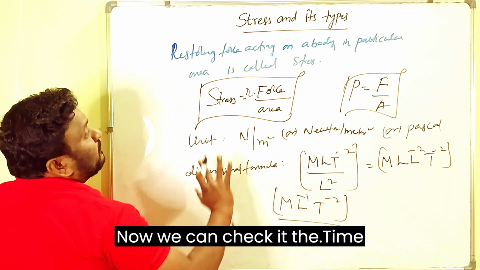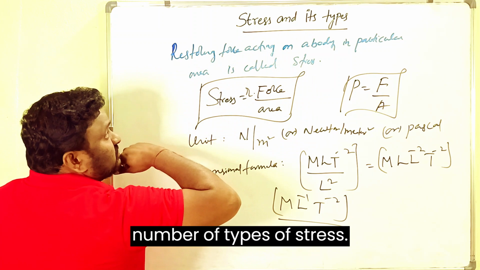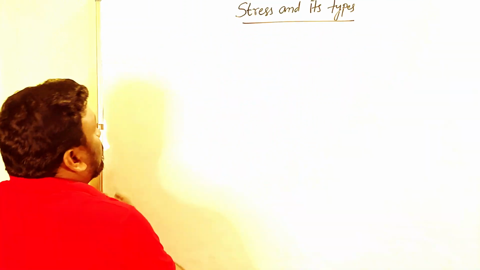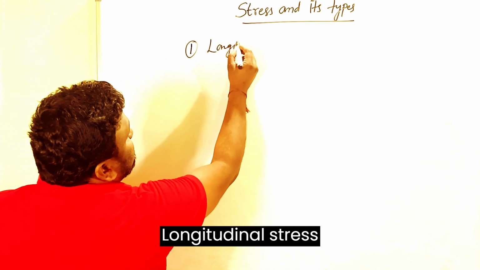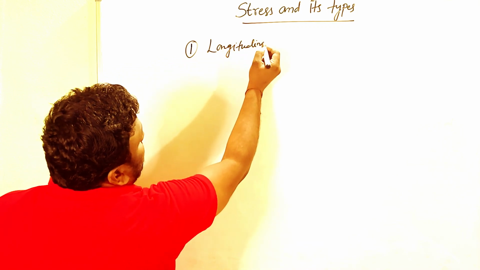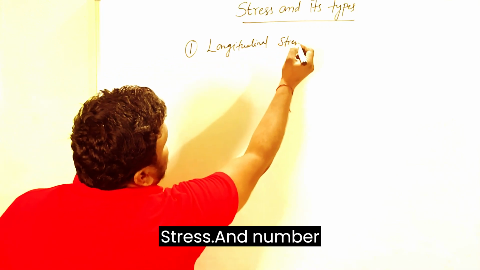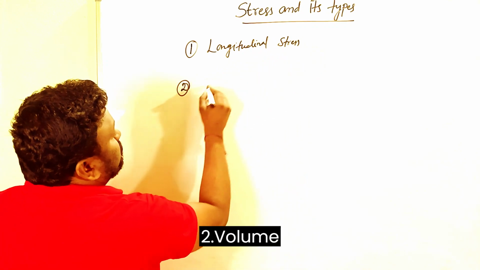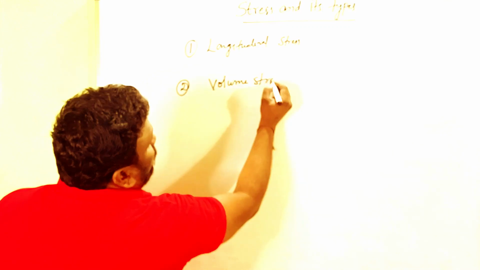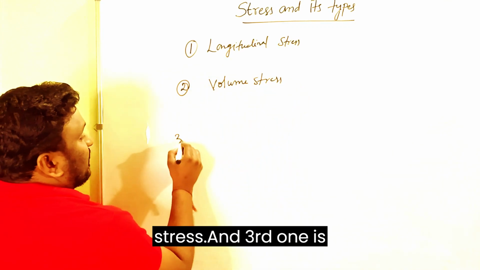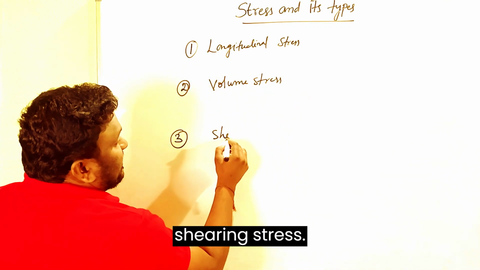Now we can check the number of types of stress. Number 1, longitudinal stress, number 2, volume stress, and the third one is shearing stress.